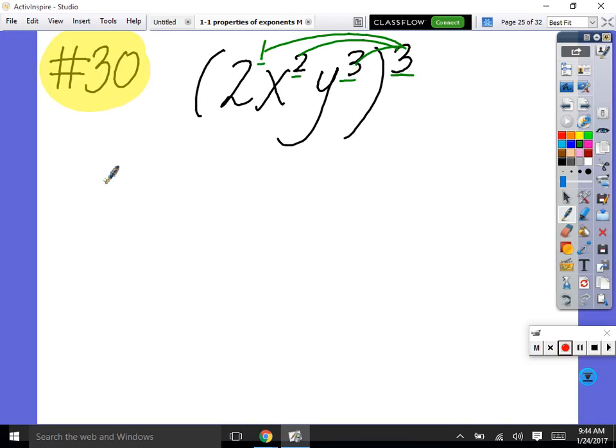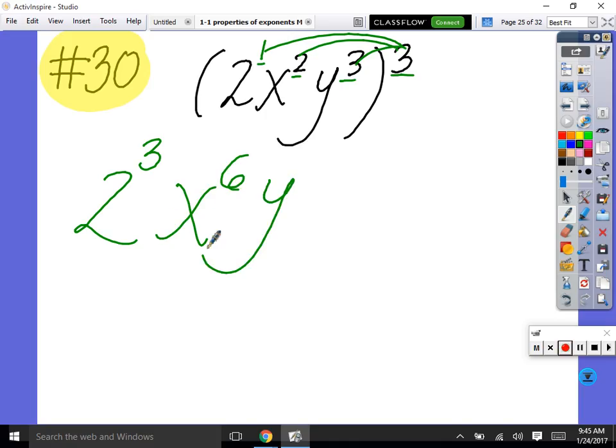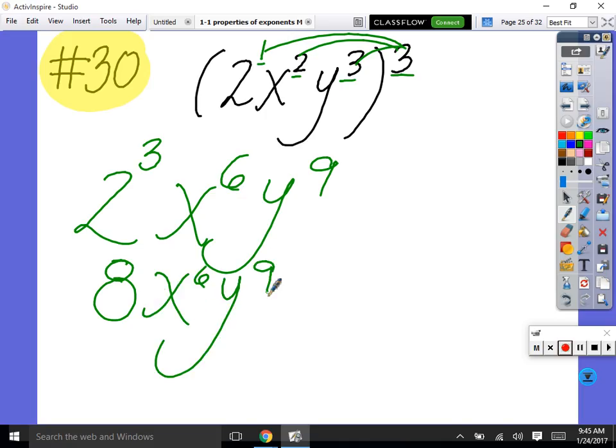So here we go. 2 to the 1 times 3 is 3. X to the 2 times 3 is 6. And then y to the 9. Now you'd say, do any of those simplify? 2 to the third means 2 times 2 times 2, which is 8. Don't make the tragic mistake of doing 2 times 3. And then x to the 6, y to the 9th. And then we didn't need to fix anything. There's our final answer. We can't combine x and y, so we're done.